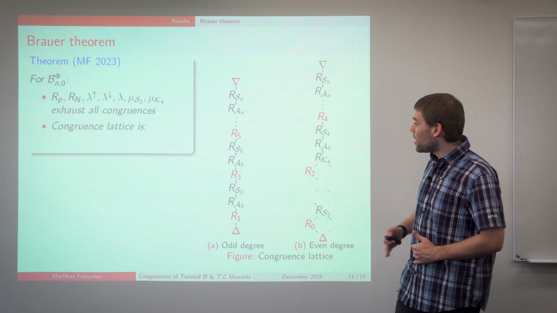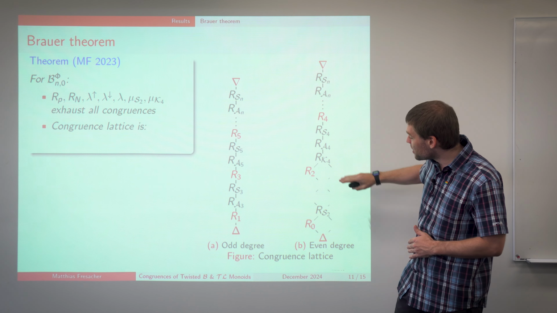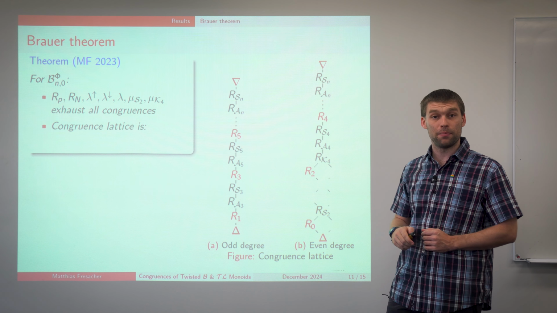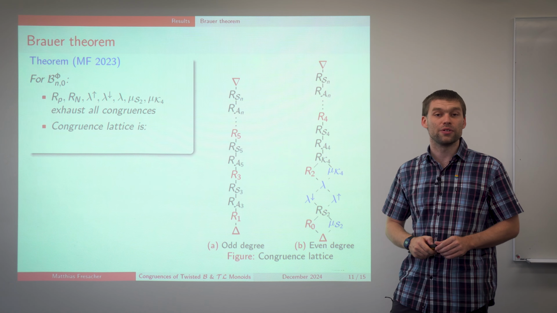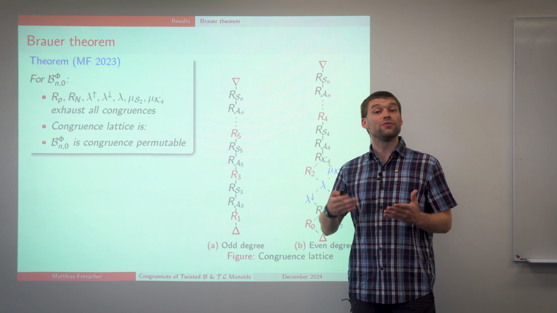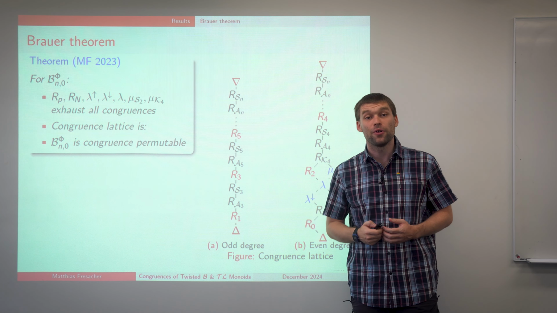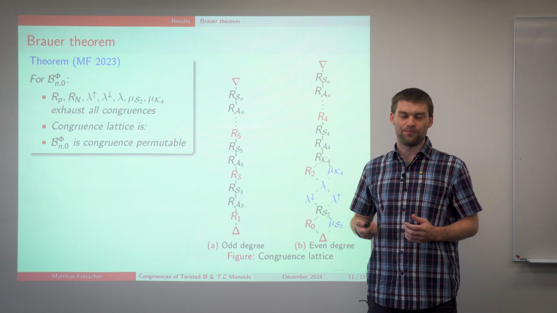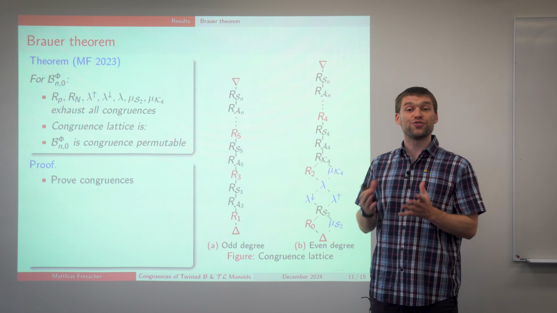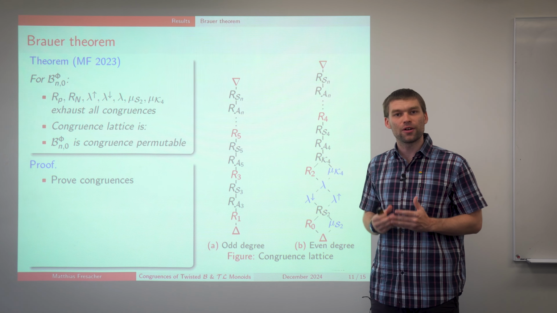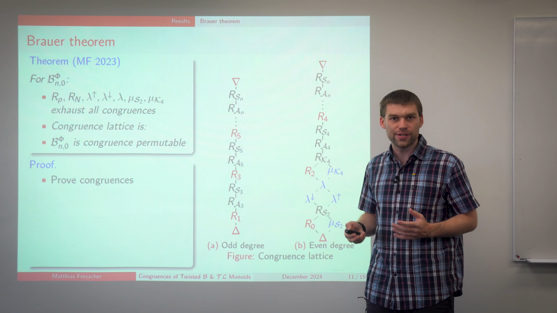And on the even side, we basically have this same chain, except we have 3 diamonds at the bottom. And this is where we find the lambda and mu congruences. From this result, it's not too much more work to show that the Brauer monoid is also congruence permutable. In terms of a proof, well, the first step is to go through and show that all of the congruences that I claim are congruences are in fact congruences.